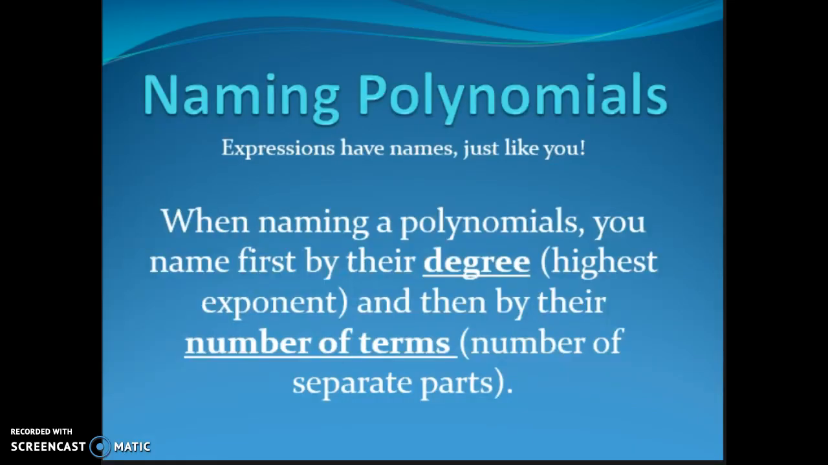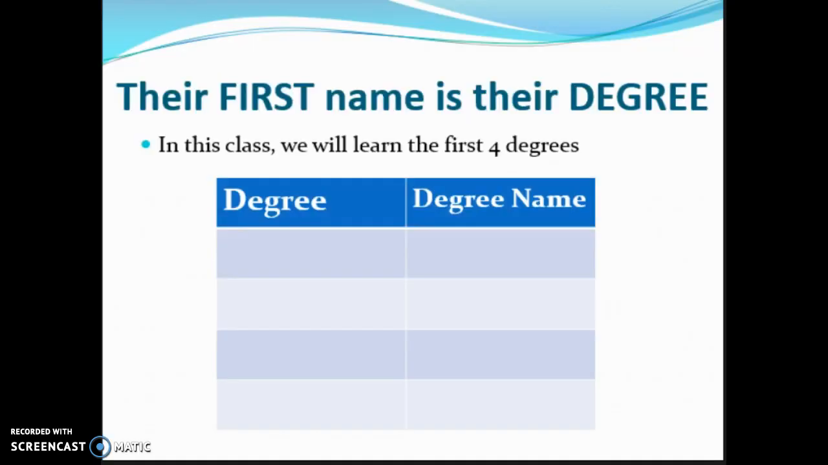Now, we are going to name these. This is super important. This is one of your big ideas. When naming a polynomial, you name first by their degree, which is just the highest exponent, and then by their number of terms, the separate parts. So make this chart in your notes, okay? We're going to learn about the first 4 degrees in this class.